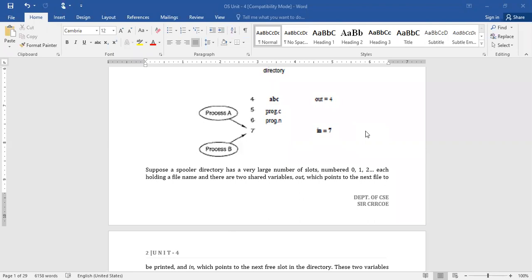But after reading the in value, the CPU switches from the execution of process A to process B.